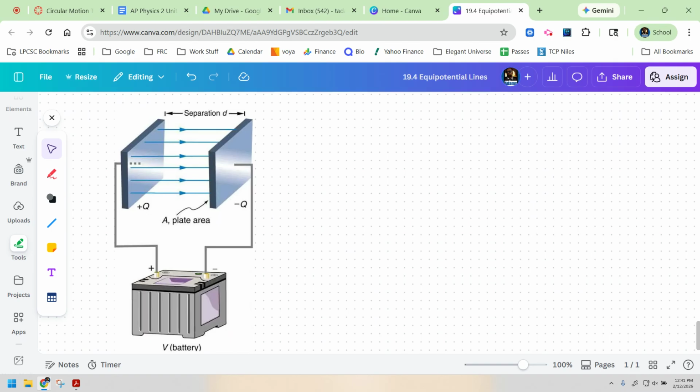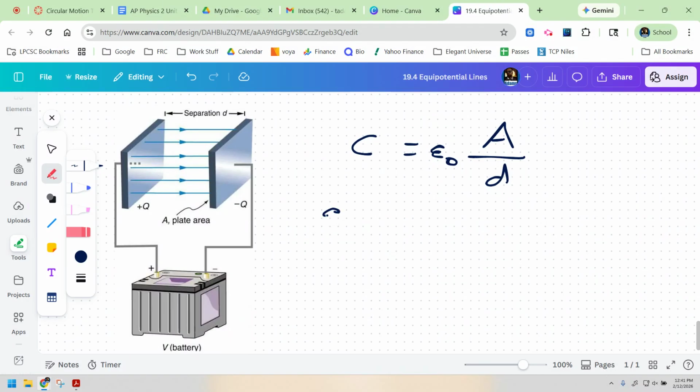For a parallel plate capacitor with plates separated by a distance d, we end up with this equation where we can calculate the capacitance is equal to epsilon naught, which we call the permittivity, so this is epsilon sub 0, I'll explain that in a second, times the cross sectional area of the plate divided by the distance between the plates.